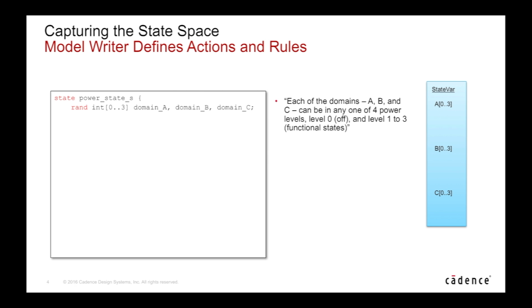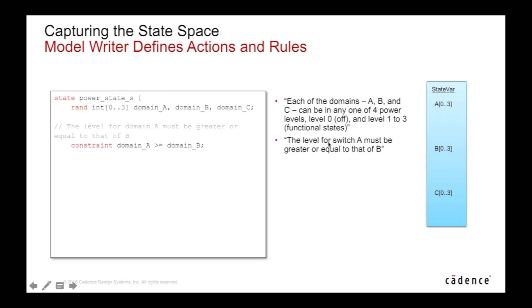So here it is. PSS has a built-in semantic for state variables, which you can read and update. It's basically a struct, and let's go through it and see exactly how it matches what the user wanted. This is the English section from his description. Each of the domains A, B, and C can be in one of four power levels. 0 is off, and 1, 2, 3 are functional states. You can just describe this as an integer that can go from 0 to 3, and here we have three different domains A, B, and C.